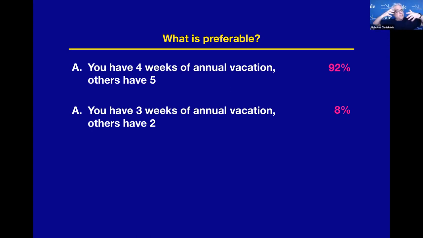All of these examples are meant to illustrate the notion of capabilities that Amartya Sen, that I mentioned earlier. How you translate relative differences into absolute differences in capabilities. All right, let's keep going.